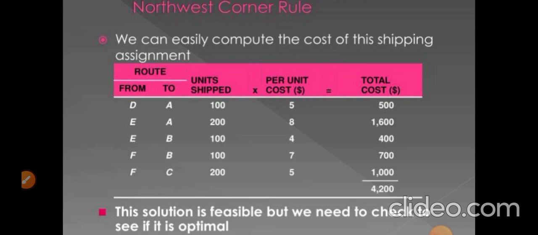And we add 500 plus 1600 plus 400 plus 700 plus 1000. The answer is 4200. So this solution is a feasible solution, but we need to check to see if it is optimal or not. So this is the way of finding. The northwest corner rule is one of the ways to find the basic feasible solution. Using this, we can also find the optimal solution.